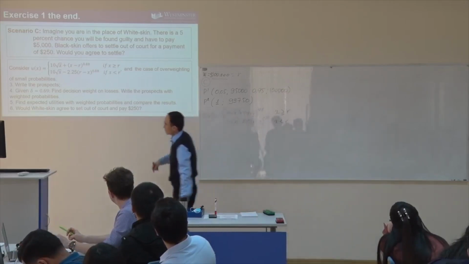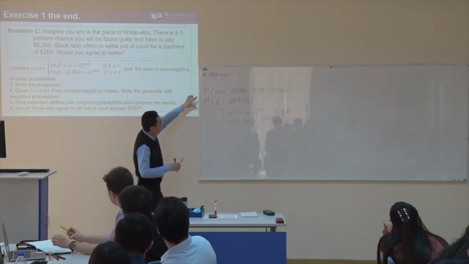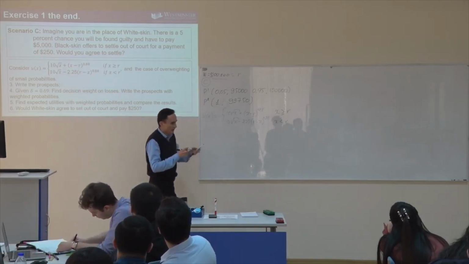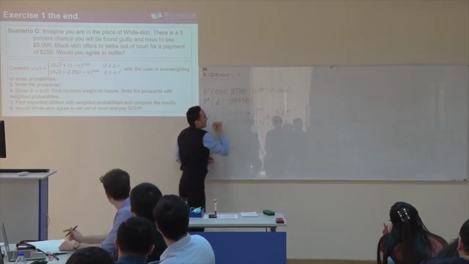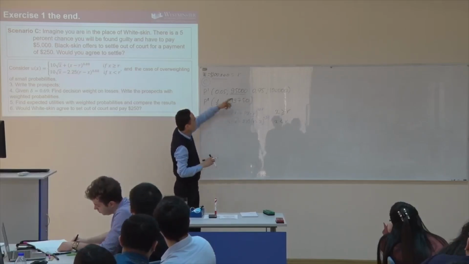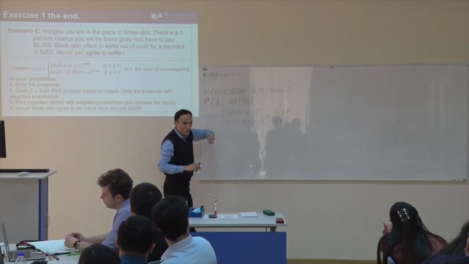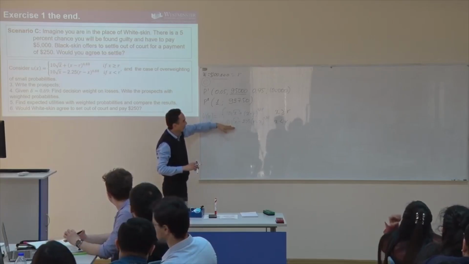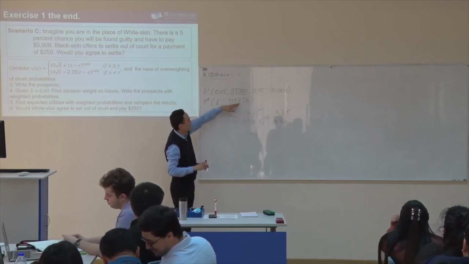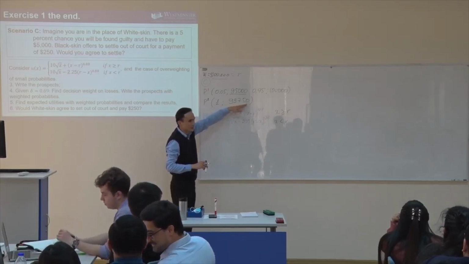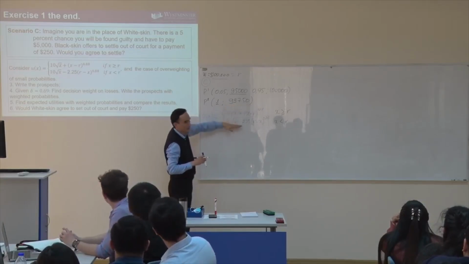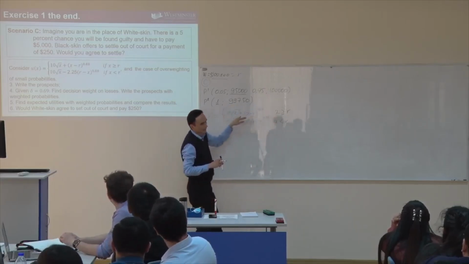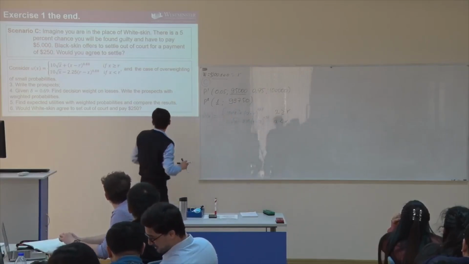So now, students, we will apply it. First, write the prospects. We have already written these two prospects. Now look, if a person ends up with 95,000, is it greater or smaller than the reference point? Smaller. Then in this case we have to apply the second one. If he ends up with 99,750, is it greater or smaller? Smaller. We have to apply this one. If he ends up with 100,000, we have to apply the first one.